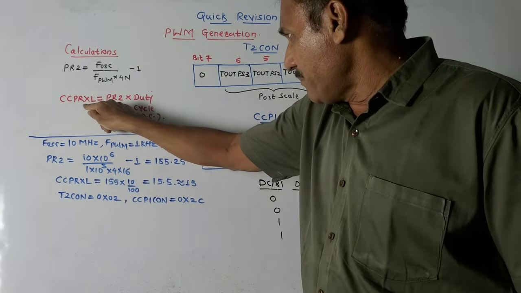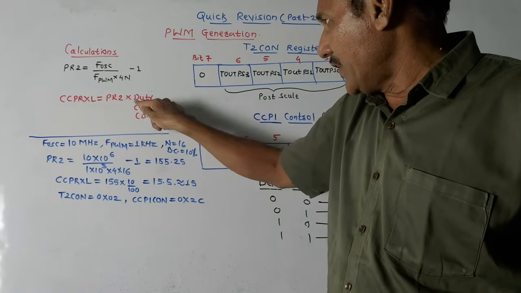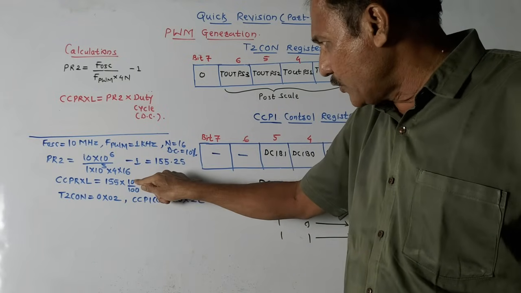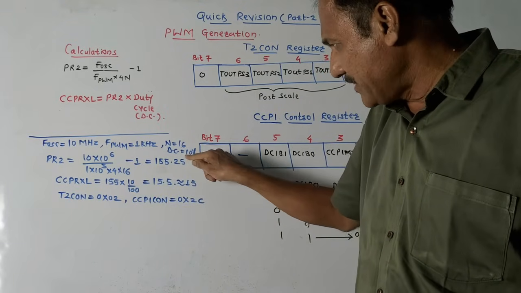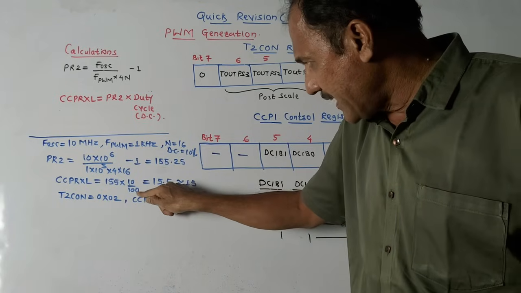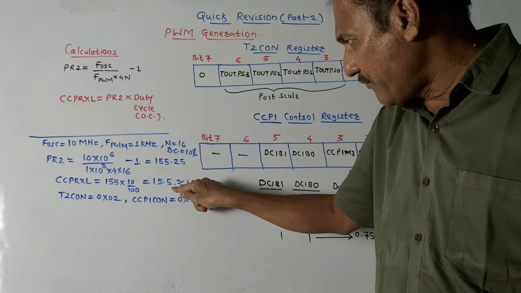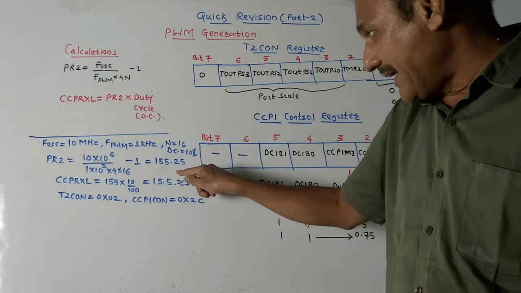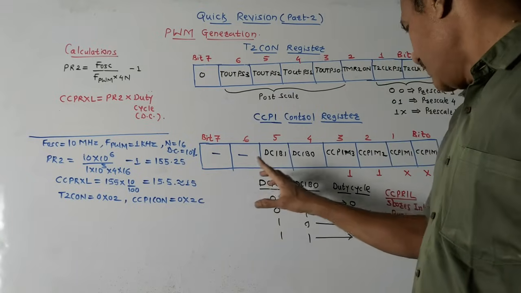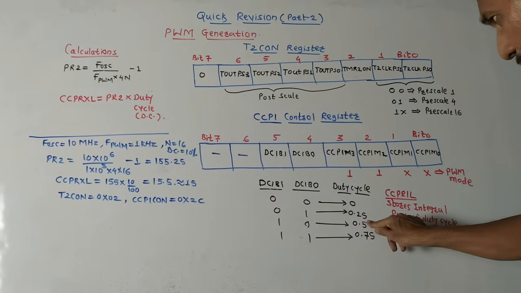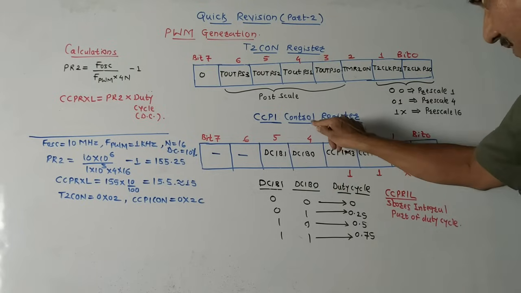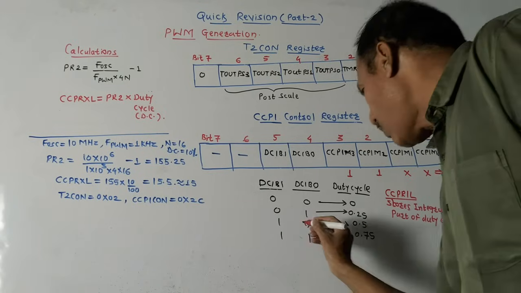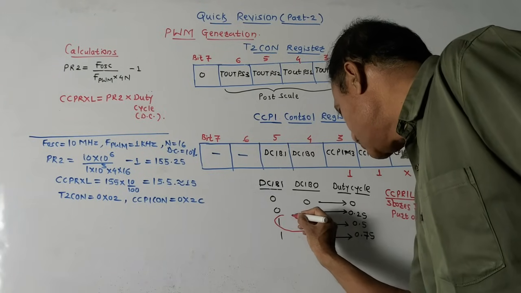So, CCPR1L is PR2 into duty cycle. I have taken the approximate value 155 into duty cycle of 10%. DC means duty cycle, 10%. So, it is 10 upon 100, that is 15.5. So, the approximate integer value is 15, and the decimal value is 0.5. Now, look at the decimal value, 0.5. The corresponding bits 5 and 4 of the CCP control register should be 10. I am talking about these two bits.